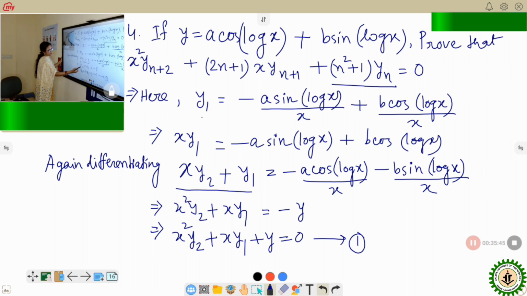So x squared y2 plus x y1 equals minus y will come, because the numerator part is nothing but the given function. So x square y2 plus x y1 plus y equals 0. This is our first part of the problem. Name it as equation 1.